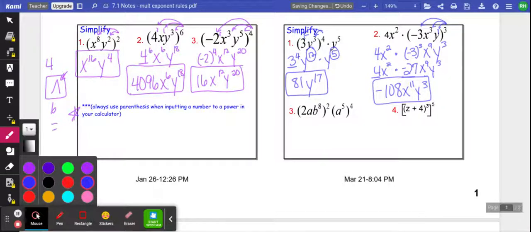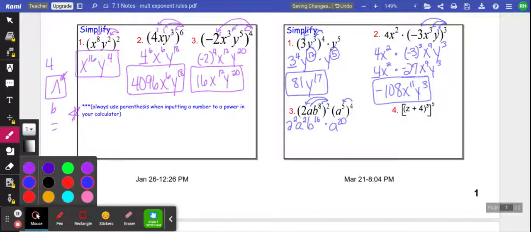Okay, all right, last two down here. We have 2 sets of parentheses now. So I'm going to do the first set with 2a and b. So this gives me 2 squared, a squared, and b to the 16th. And then my other one over here is just a power of a power. So a to the 20th.